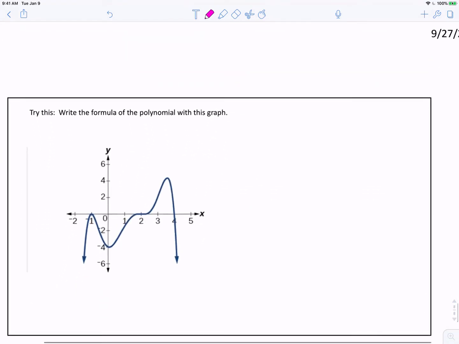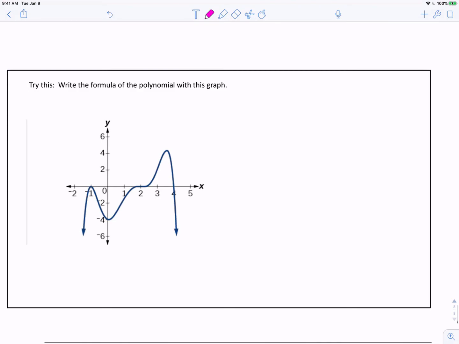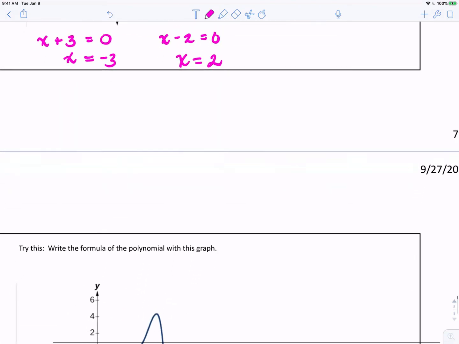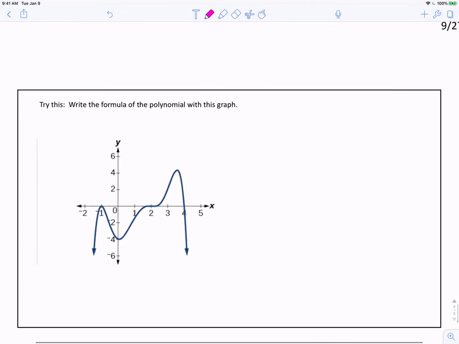Why don't you try this one? So again, one more thing that we can talk about is the power of the polynomial. But let's just go ahead and use the roots. So this one's going to have a root at -1. So let me help you get started. That means that x plus 1 is a factor.